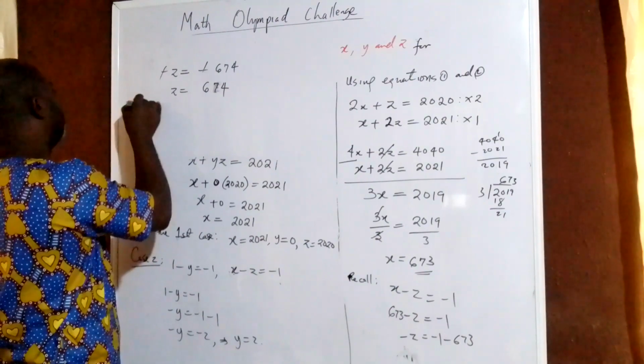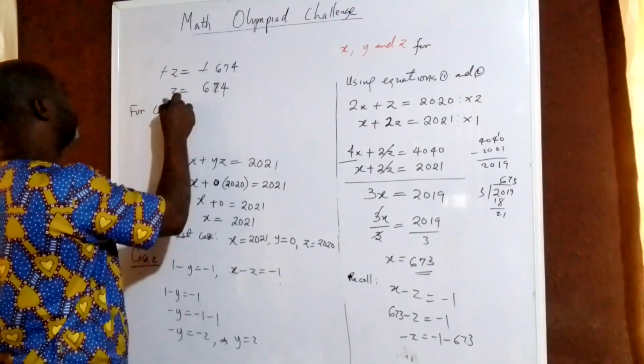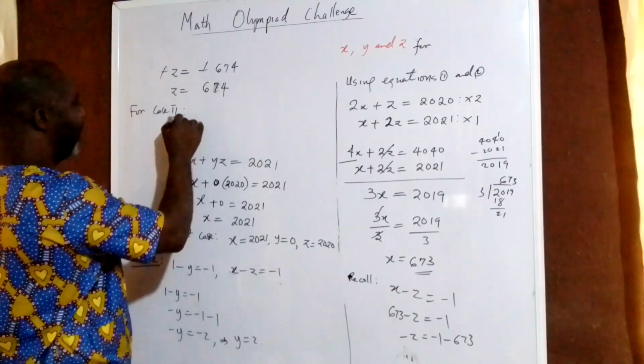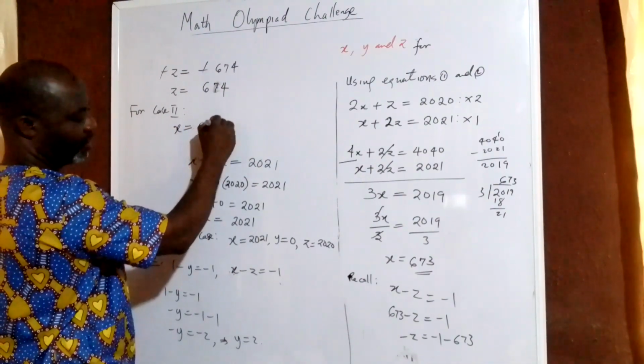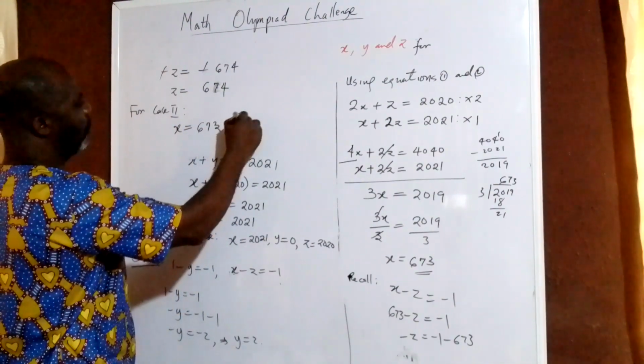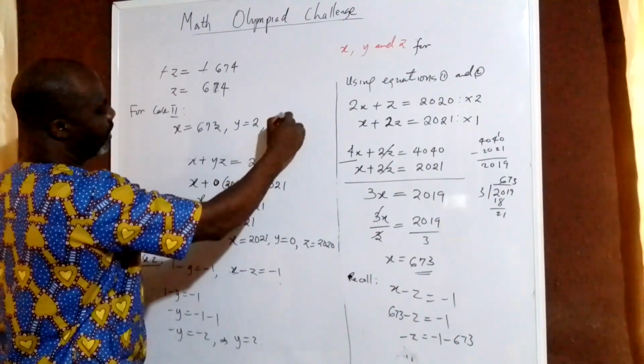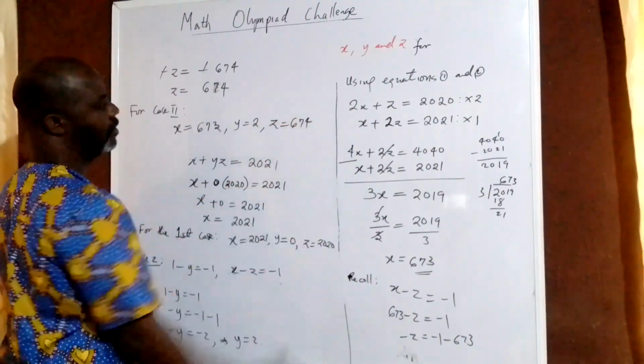Therefore, for case 2, x is 673, y is 2, and z is 674.